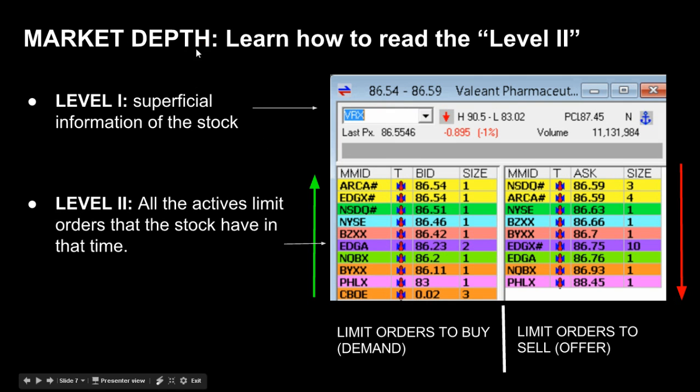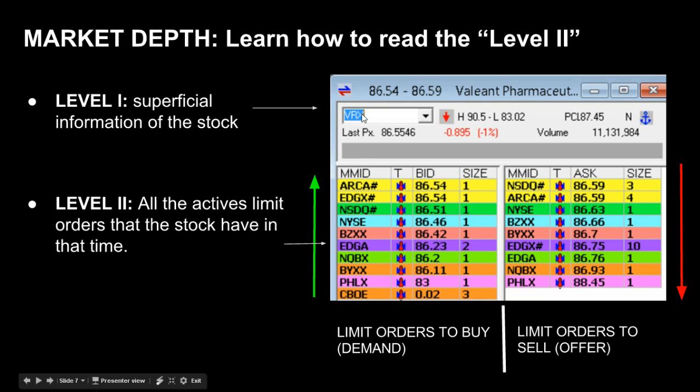So the market depth, also known as level 2, is a really important tool in tape reading. Let me explain first the level 1. What is the level 1? It is the superficial information of the stock. In this case, as you can see, we have the ticker BRX.